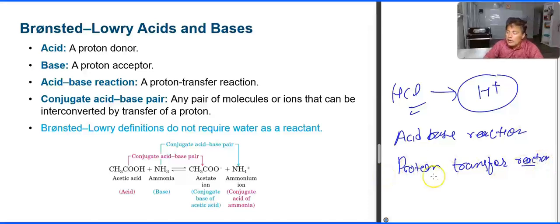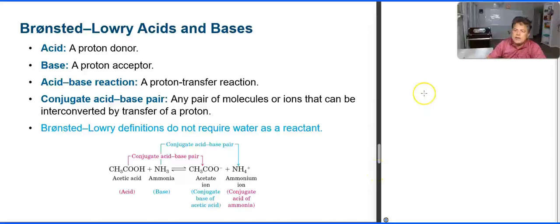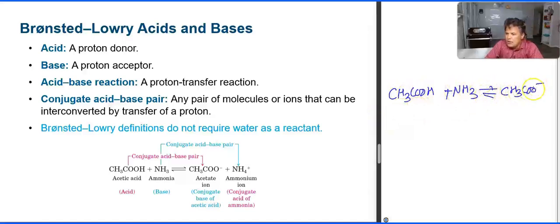Okay. And the other thing is conjugate acid base pair. Now let's think about the conjugate acid base pair. Any pair of molecules or ions that can be interconverted by transfer of a proton, that's the conjugate acid base pair. Okay. And the Bronsted-Lowry definition does not require water. Let's first of all think about the conjugate acid base pair. Let's say CH3COOH, this is the acid, plus NH3 gives you CH3COO minus plus NH4 plus.